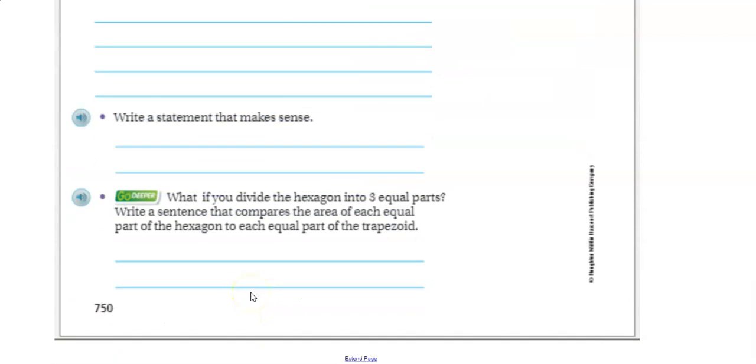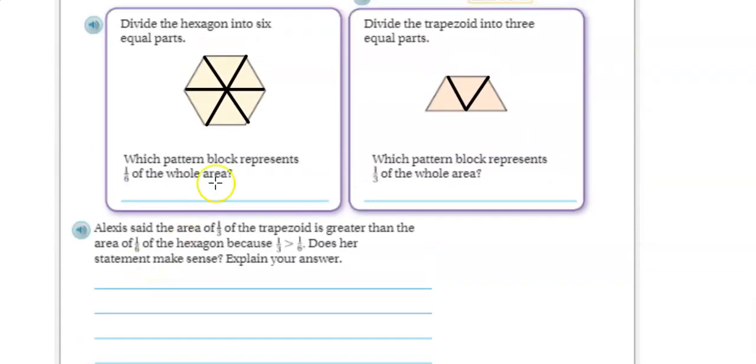And then what if you divide the hexagon into 3 equal parts? Write a sentence that compares the area of each part of the hexagon to each part of the trapezoid. So you could say, and I'm just going to move this up to answer it, that the area of 1/3 of the hexagon is greater than the area of 1/3 of the trapezoid.